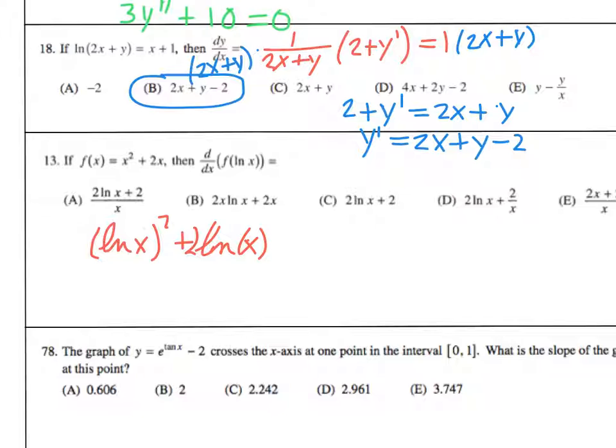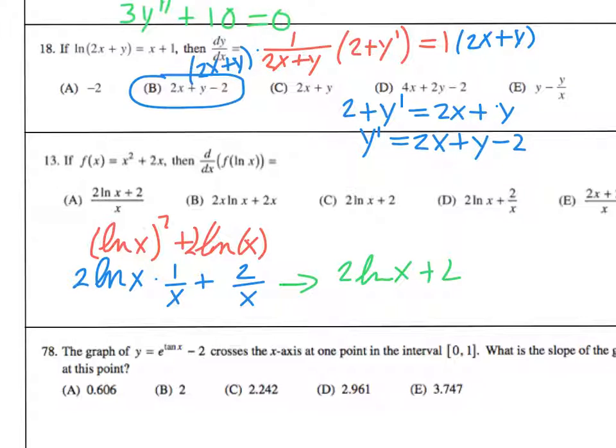The derivative of (ln of x) squared would be 2 ln of x to the first, multiplied by the derivative of ln of x, which is just 1 over x. And the derivative of 2 ln of x would be 2 over x. These both have the same denominator, so I could write this as 2 ln of x times 1, and then plus 2, all over x, and that happens to be choice A.